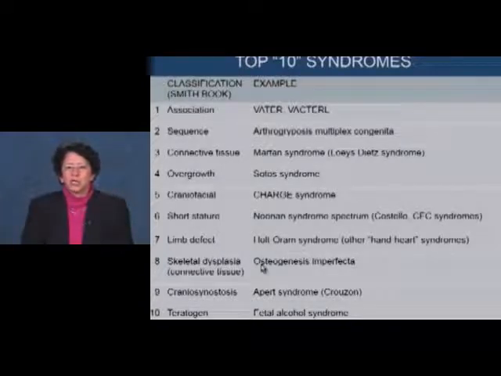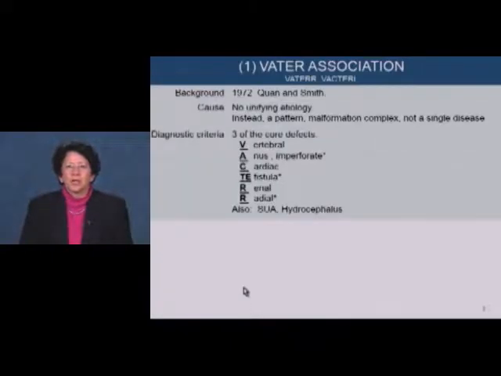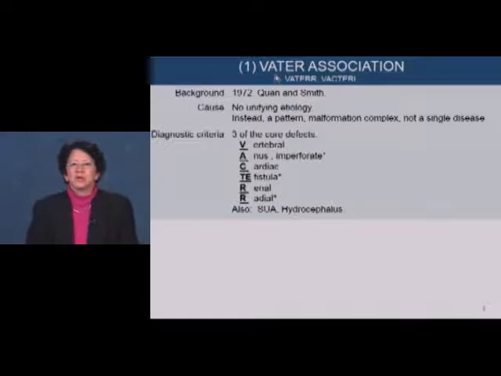Osteogenesis imperfecta is a familiar connective tissue disorder, also a skeletal dysplasia. I'll describe Apert syndrome and Crouzon syndrome, which are craniosynostoses. And lastly, we'll talk about fetal alcohol syndrome, which is a very well-known teratogen. So to begin, the first one is VATER association.